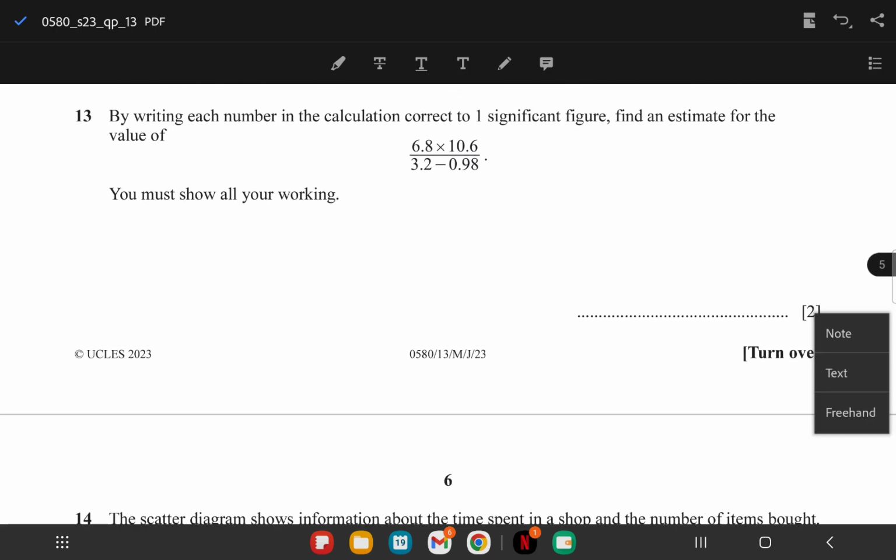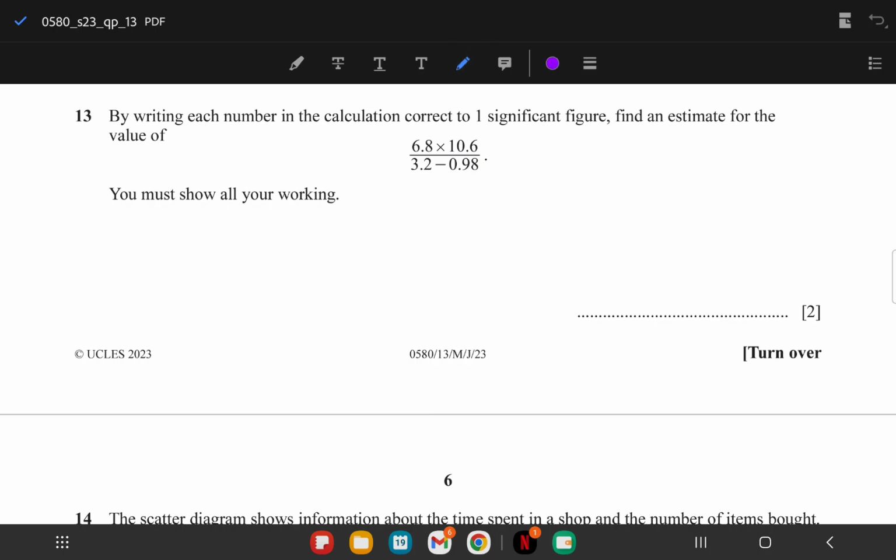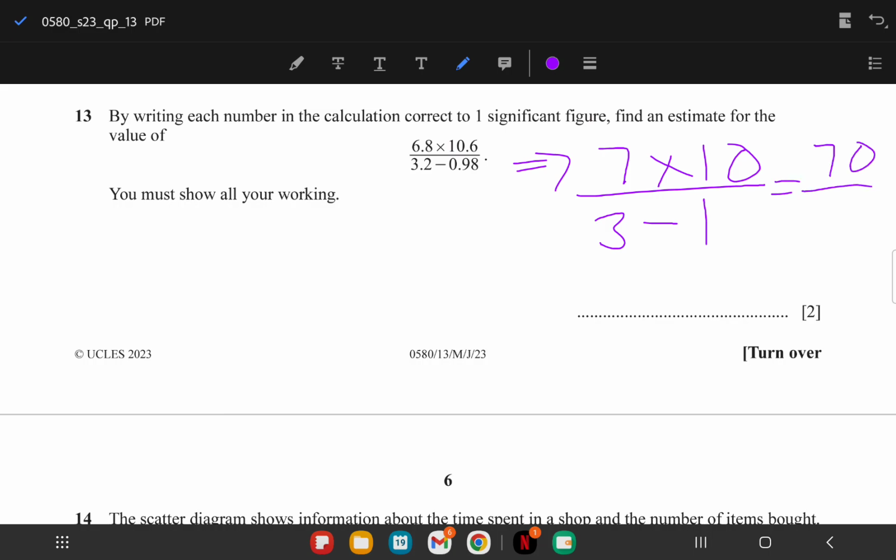Just 2 marks, relatively easy. By writing each number in the calculation correct to one significant figure, find an estimate for the value of that. Okay, so one significant figure means that we consider the first whole number that appears. So that would give me 7 times 10 over 3 minus 1, which is 70 over 2, and that should give me 35.